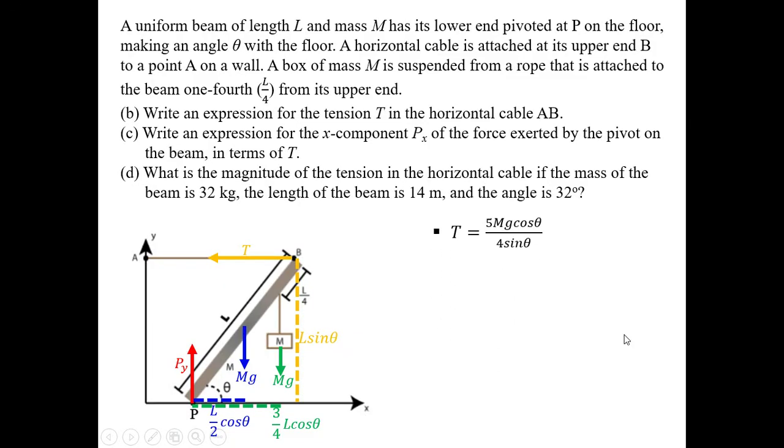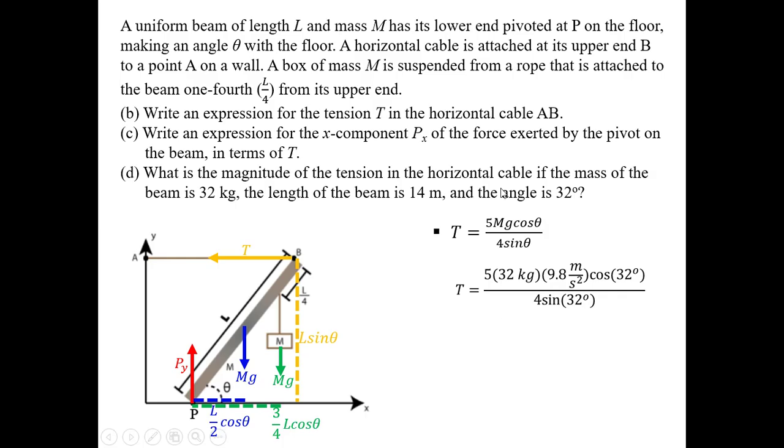Okay, so I'm just going to use the expression that I derived previously. T is equal to 5 mg cosine theta divided by 4 sine theta. Once again, as you can see in this expression, there is no length involved here. So just because the information is given to you doesn't mean you really have to try to incorporate or use it. So don't get suckered into information that you don't necessarily need.